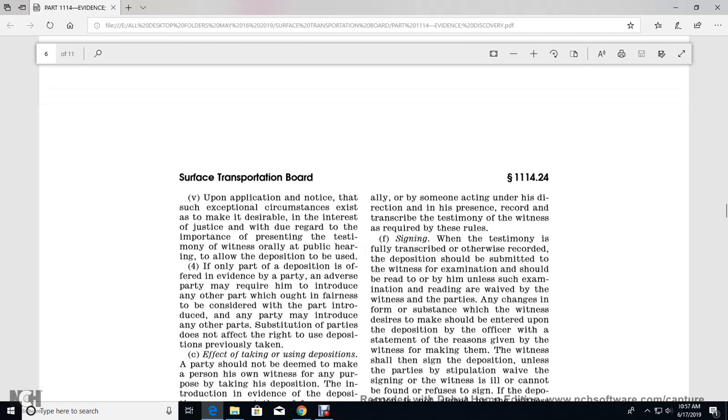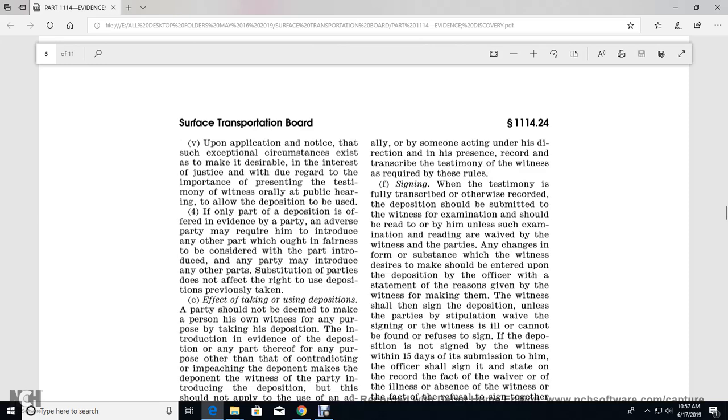The deposition should be submitted to the witness and the examination should be read to him or by him, unless such examination by reading is waived by the witness and the parties. Any change in form or substance which the witness desires to make should be entered upon the deposition by the officer with a statement of the reason given by the witness for making them. The witness shall sign the deposition unless the parties by stipulation waive the signing, or the witness is ill or cannot be found or refuses to sign.